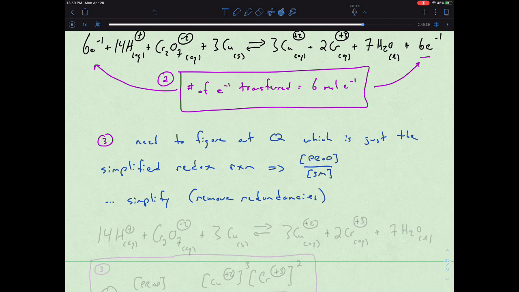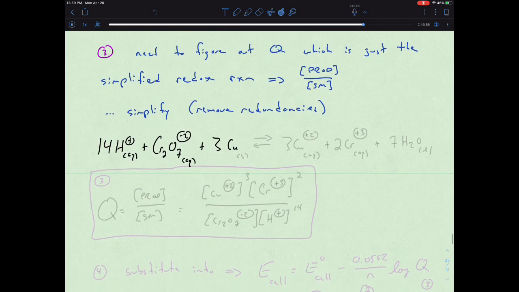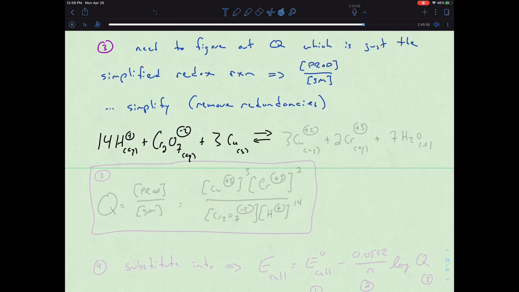So what's left over would be this expression or reaction. We have the 14 protons, the dichromate, the copper in equilibrium with the oxidized copper in that +2 state, the chromium in the +3 state, and then 7 H2Os.